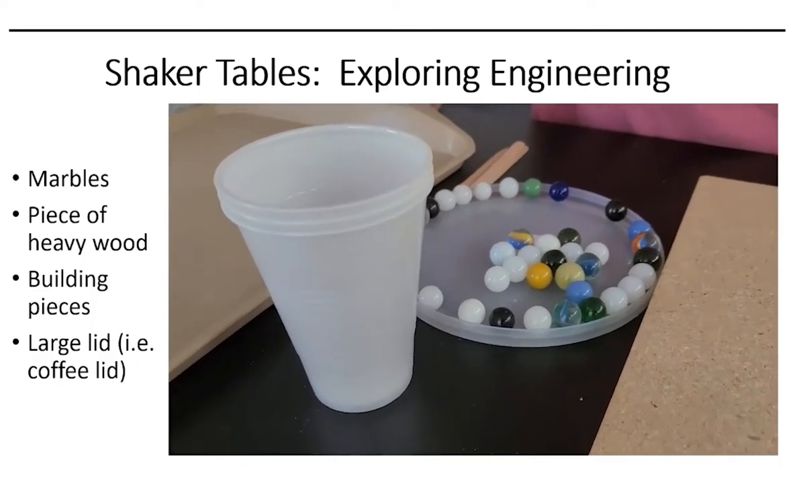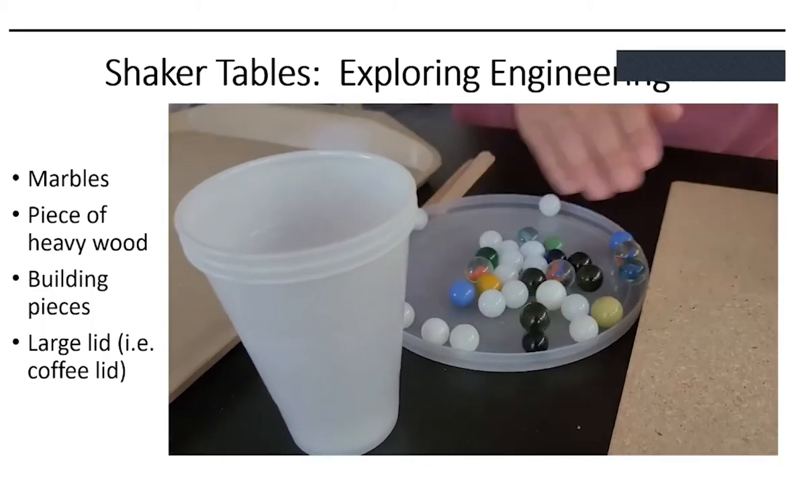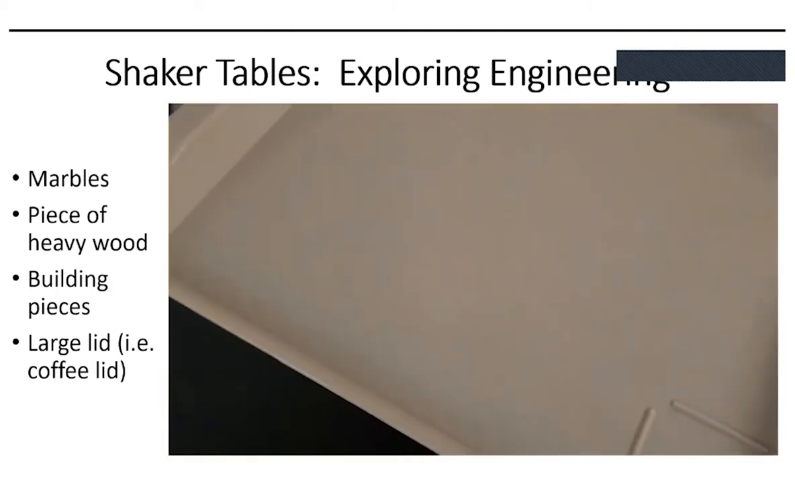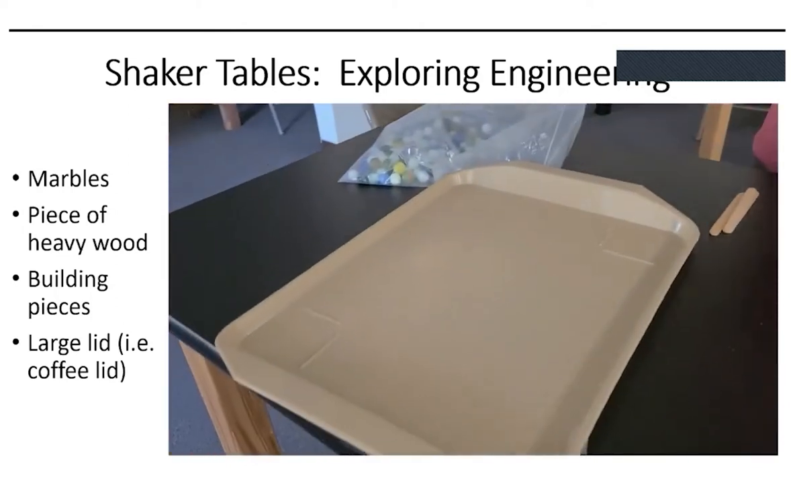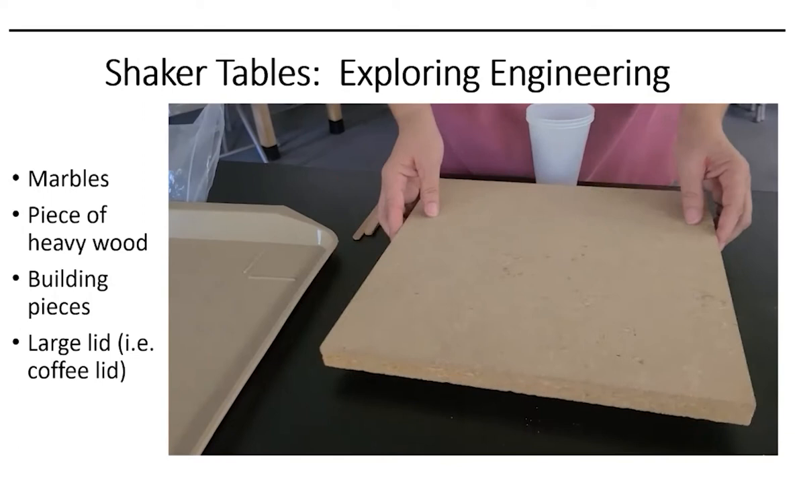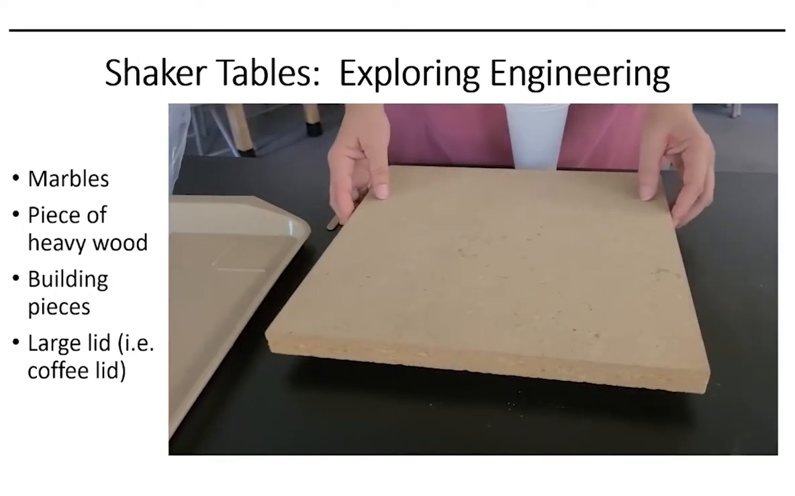So in a shaker table, all you need is just a plastic lid that'll hold some marbles together, just like this. That'll work just fine. And you can either use a plastic tray like that. I have a small piece of wood, so I'm going to try that. It's going to move around. Yeah, that's going to work just fine.